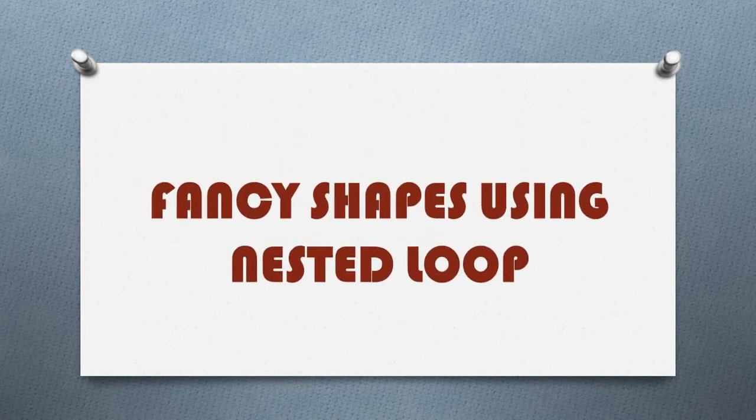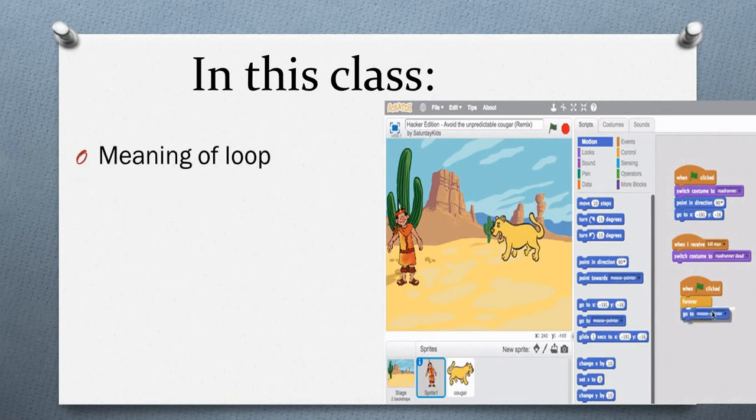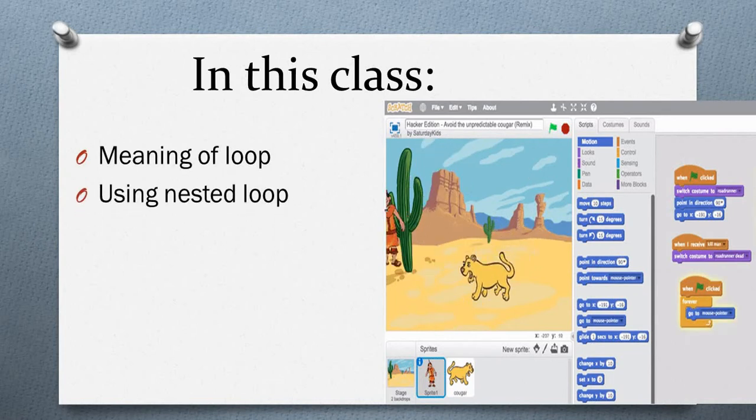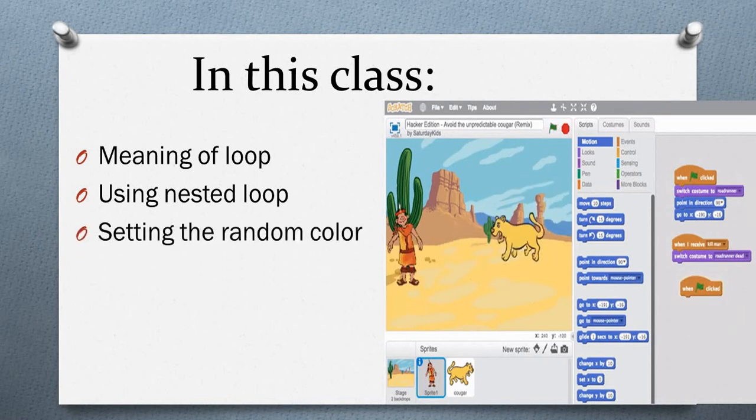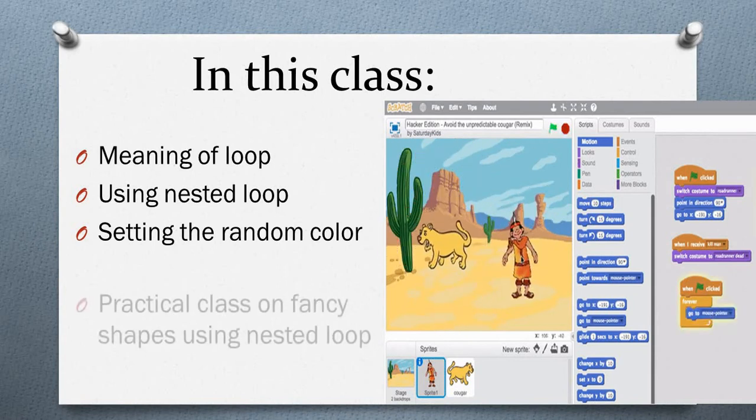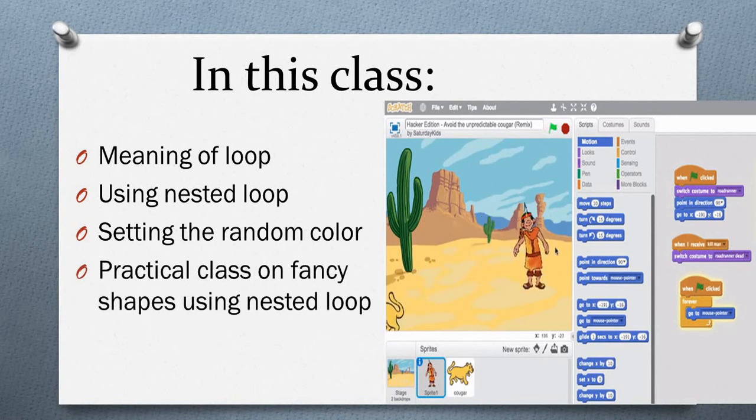Today we will be looking at fancy shapes using nested loop. Remember in our last class we looked at nested loop in maze where we discussed loop. In this class today, we will also be looking at the meaning of loop. We are also going to learn using nested loop. We are going to be setting the random color. So we are going to learn how to set the random color in today's class. And as usual, we're having a practical class on fancy shape using nested loop. Do not forget to carry your Android tablet close to you and your notebook to take notes.